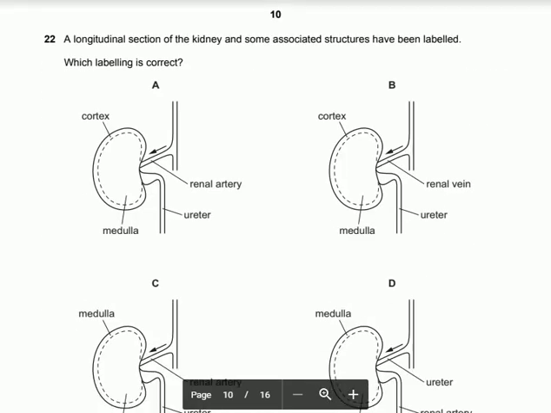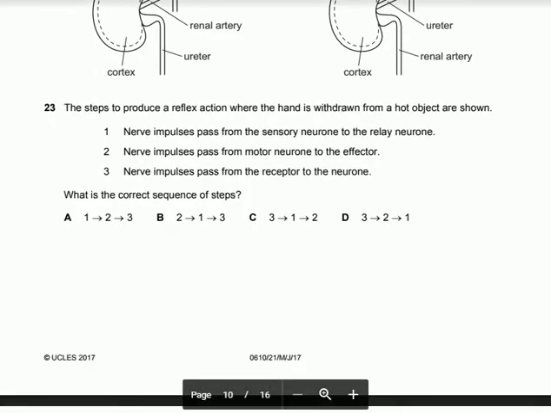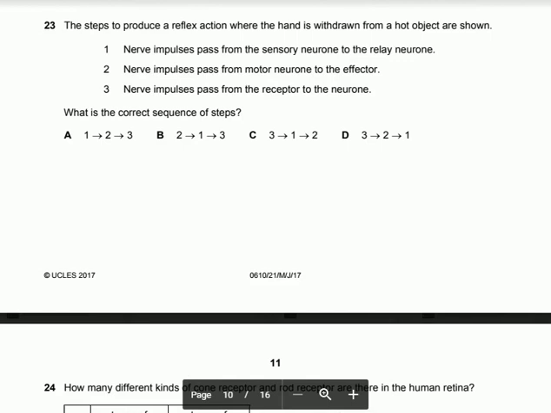A longitudinal section of the kidney and some associated structures have been labeled. As I told you, it would be 22A. The renal artery moves away from the heart and into the other organs. So it's this, and the cortex is the outer layer, and the medulla is the inner layer, and the ureter goes down into your urinary bladder, and you take it out as waste products of metabolism, toxic materials, and stuff like that.